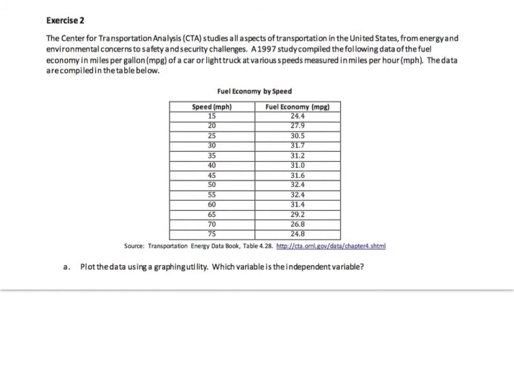All right, let's try this one. The Center for Transportation Analysis studies all aspects of transportation in the United States, from energy and environmental concerns to safety and security challenges. A 1997 study compiled the following data of the fuel economy in miles per gallon of a car or light truck at various speeds measured in miles per hour. The data are compiled in the tables below. Plot the data using a graphing utility. Which variable is the independent variable?